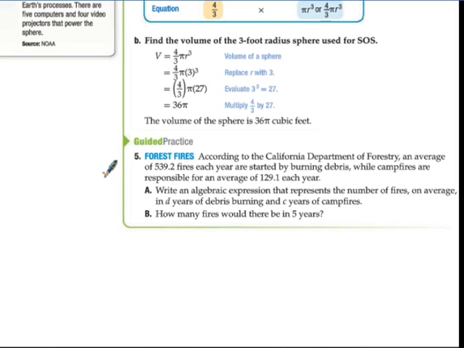Okay, so we're just going to write an algebraic expression. That part's pretty easy. This would be 539.2 D plus 129.1 C. And you might not be able to see all that. Let me help you out here. There you go. How many fires would there be in 5 years? Well, what are you going to do? You're going to plug the 5 in for each one of those variables, right? And hopefully you're going to get 3,342. I mean, not hopefully. That's a lot of fires.